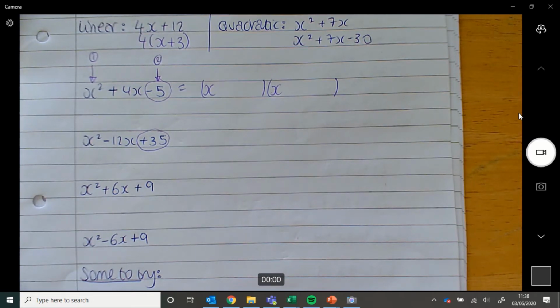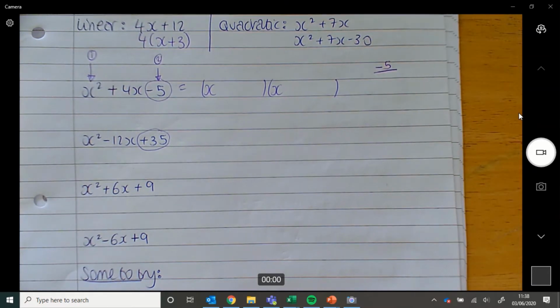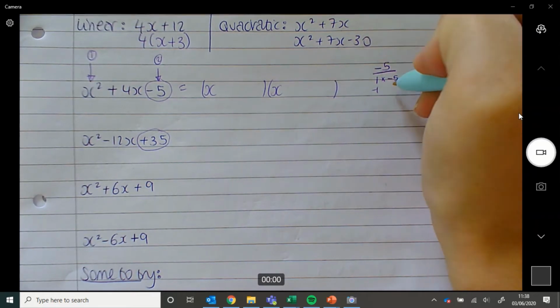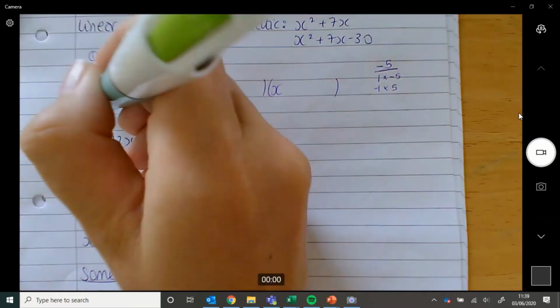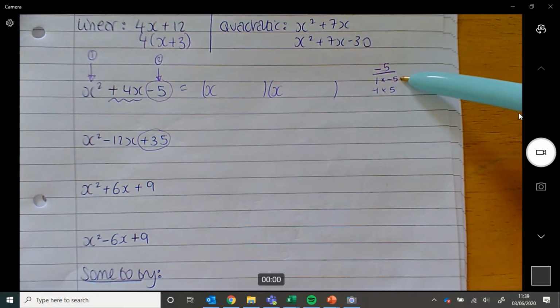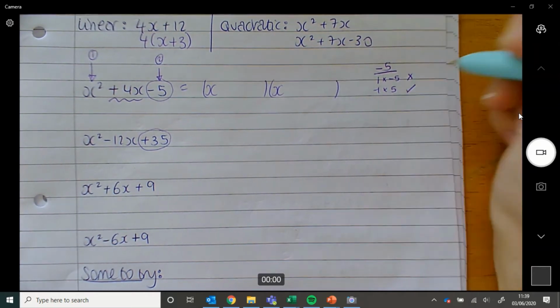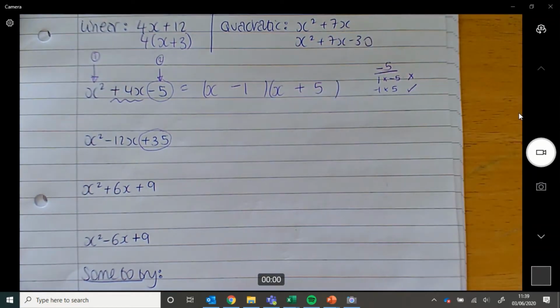We need to think about what two things are going to multiply to give me negative 5. So I list out all the factors of negative 5. I can have 1 and negative 5. I can have negative 1 and 5, and that is it, because 5 is a prime number. Okay, now I need to go down this list. I need to think about how can I add them together to give positive 4. But if I have 1 and negative 5, that gets me negative 4, so it's not going to be that one. But negative 1 plus 5 does get me positive 4, so it's going to be negative 1 in that bracket and positive 5 in that bracket.